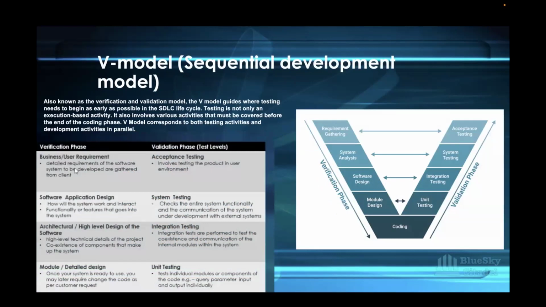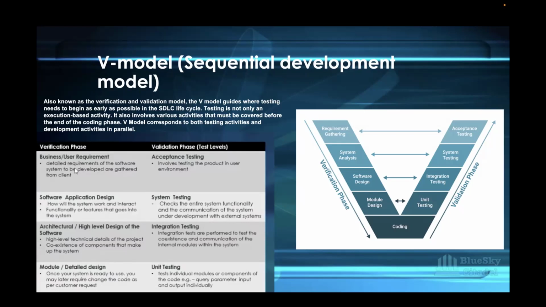So we have the V model, sequential development model, also known as the verification and validation model. Please take note of those two things. I think I touched on it last time as well. Verification and validation. The V model guides where testing needs to begin as early as possible in the SDLC lifecycle. Testing is not only an execution-based activity, it also involves various activities that must be covered before the end of the coding phase. So the V model, which can be classified as the verification and validation model, is an extension of the waterfall model.